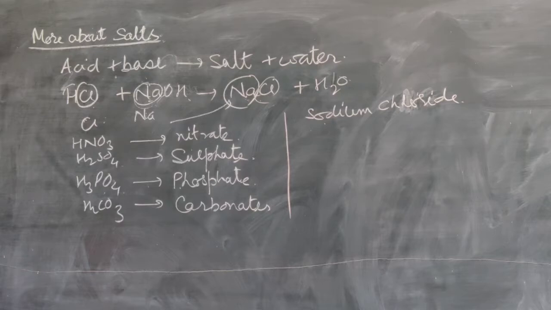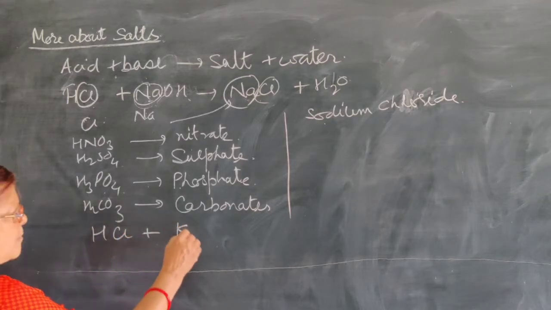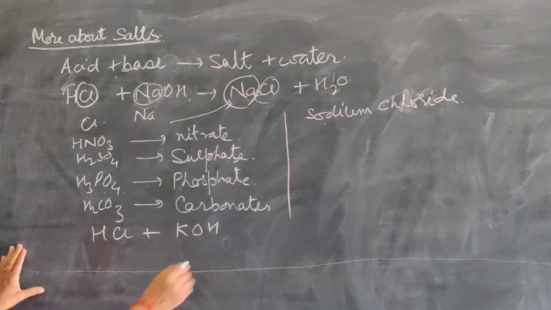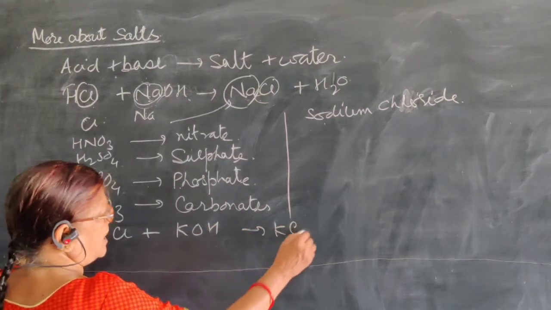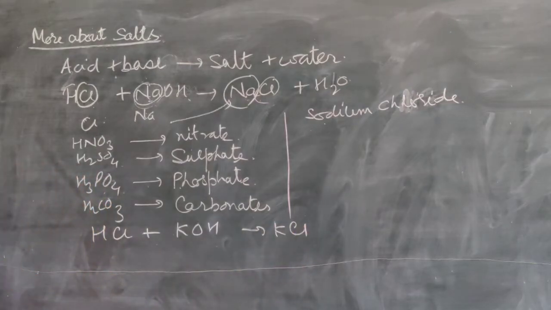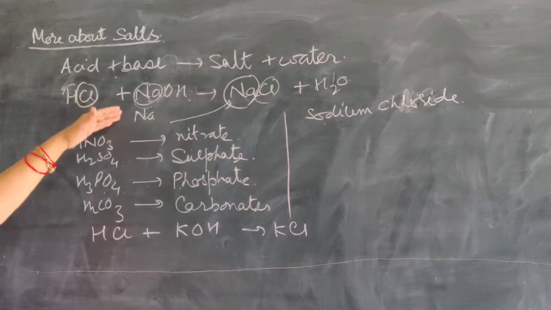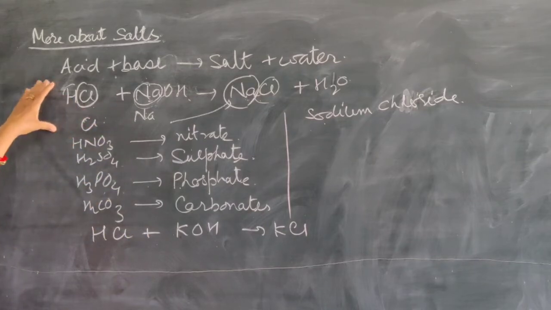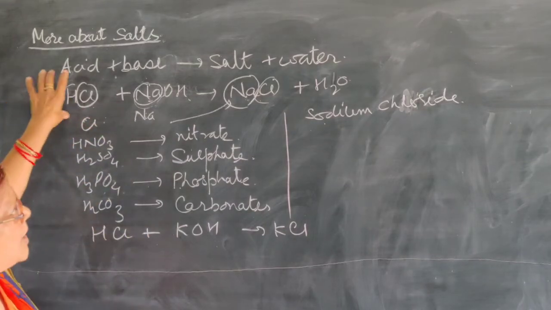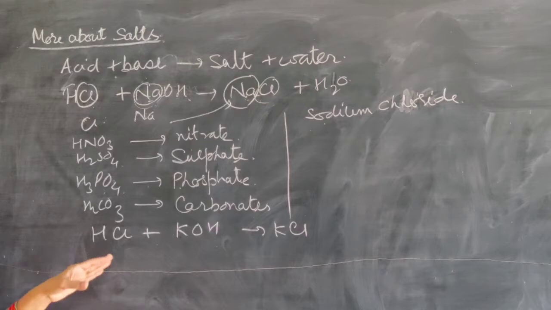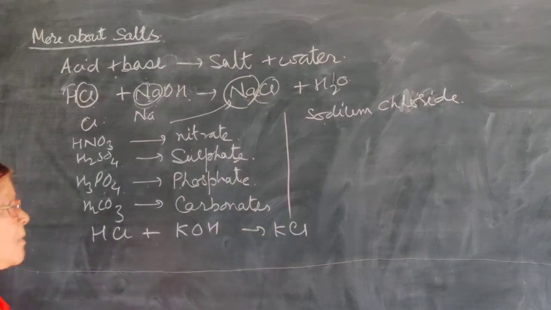Now suppose we change the base. The acid is the same and now the base is potassium hydroxide. Then the salt will be potassium chloride, KCl. Now we have changed the name of the base, whereas earlier we changed the name of the acid. So when you change the name of the acid, the base part will be the same. But when you change the base, then the acid part will be the same. Then it is called potassium chloride.